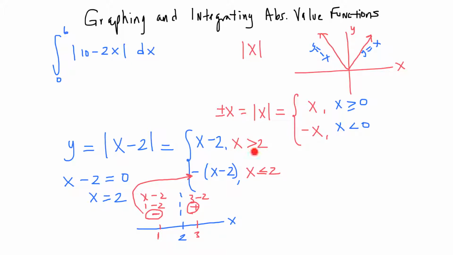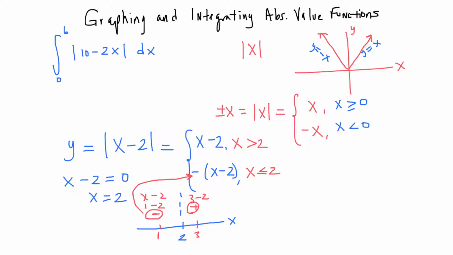For instance, choose a number that's greater than 2 and plug it in here. Let's say 5. 5 minus 2, that would be 3. And so now try the 5 in the original absolute value of x minus 2. You would also get just 3. 5 minus 2 is 3, and then absolute value of 3 is 3.